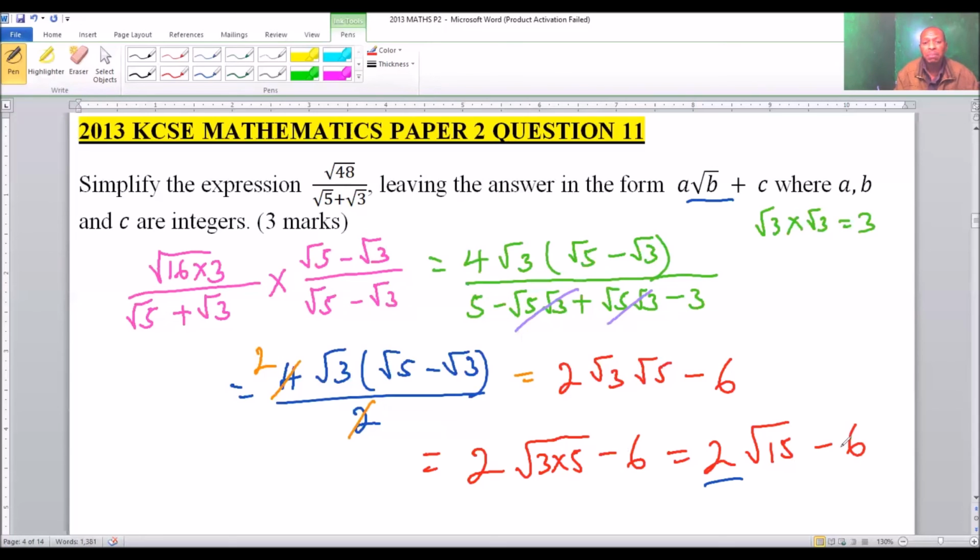I've taken some time because I'm explaining, but this is something that should take you maybe 1 or 1.5 minutes to complete. So that's how you do that question.